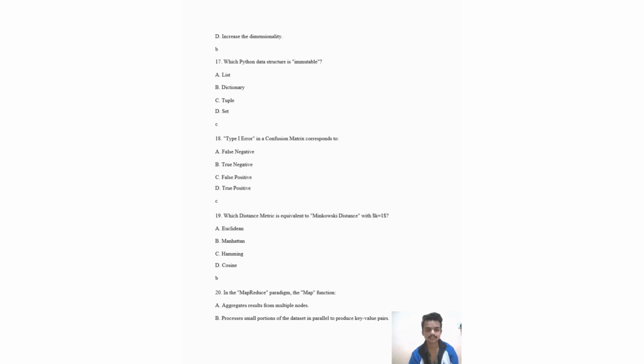Which Python data structure is immutable? C, tuple. A type 1 error in a confusion matrix corresponds to a false positive. Which distance metric is equivalent to Minkowski distance with k equal to 1? Oh, very easy, Manhattan. In the map reduce paradigm, the map function.